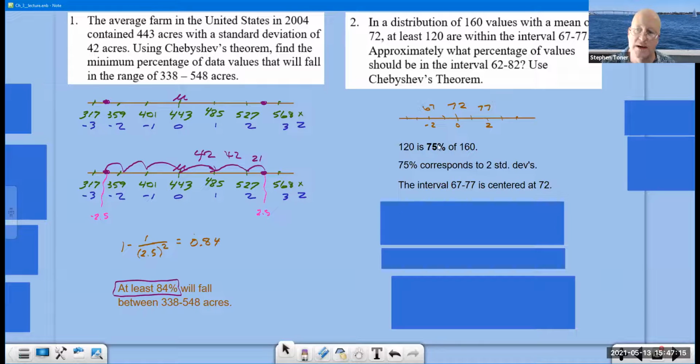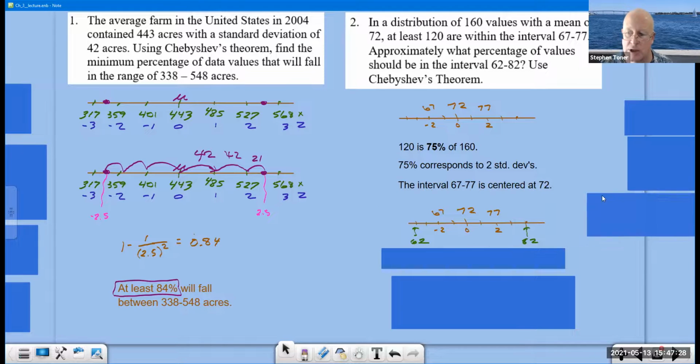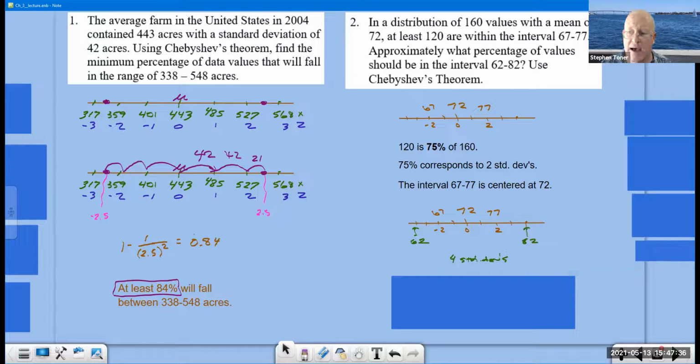Now I'm going to move in, and I've got to go a little bit further. Approximately what percentage of values should be in the interval from 62 to 82? Well, that's going to go out a little bit further to the left and to the right. So I took my number line picture and I went to 62 and 82. Well, that's where they are in the picture, and you can just tell that that's going to refer to 4 standard deviations. Look at the scaling I have across the bottom, and that tells you what's going on there.